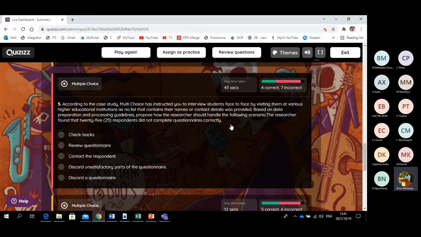So now remember, they've already collected the data. So 25 of those respondents, it says here, did not complete the questionnaires correctly. So what should you do as a researcher? Should you do checkbacks? Should you review the questionnaire? Should you contact the respondents, or discard unsatisfactory parts of the questionnaire, or discard the whole questionnaire?